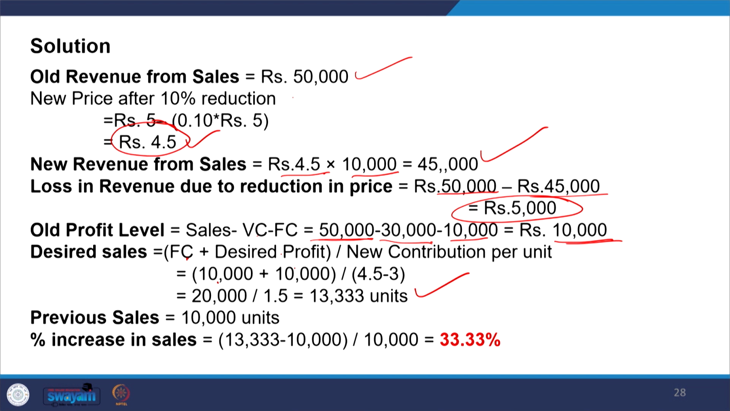The previous sales was 10,000 units, and to have a compensatory or equivalent situation, we now have to get 13,333 units. So, the increase in sales that has to happen is almost 33.33%. This will only balance out if you reduce the price by 10% and the improvement in sales will be almost this much. This helps the producer, the marketer, to get a price-volume trade-off.